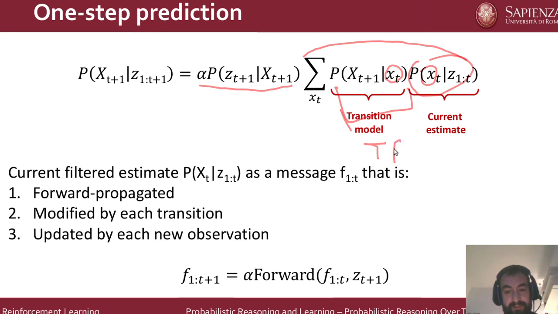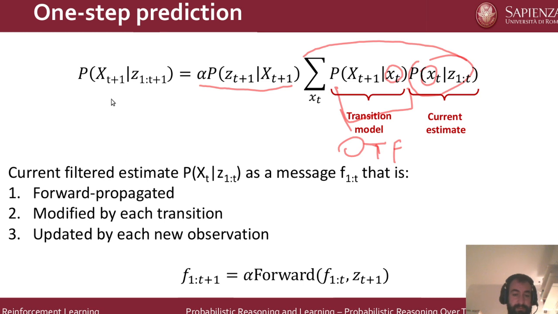estimate. Let's call this f. Sorry for the overloading of symbols. F here is not the transition function. The transition function is t, but f here is representing our forward message, or our current estimate, and we are multiplying this by what is this? The observation model, observation function. So this is a multiplication of the observation function, the transition function, and our current estimate.